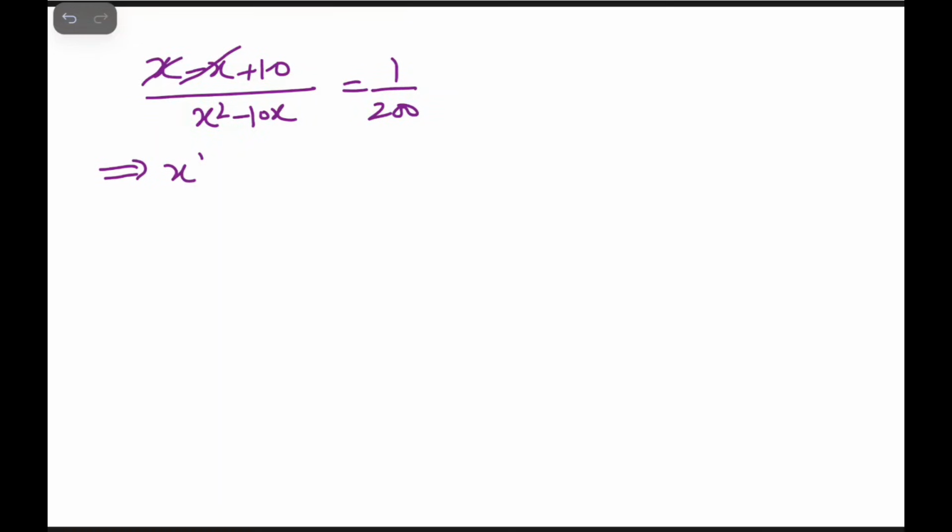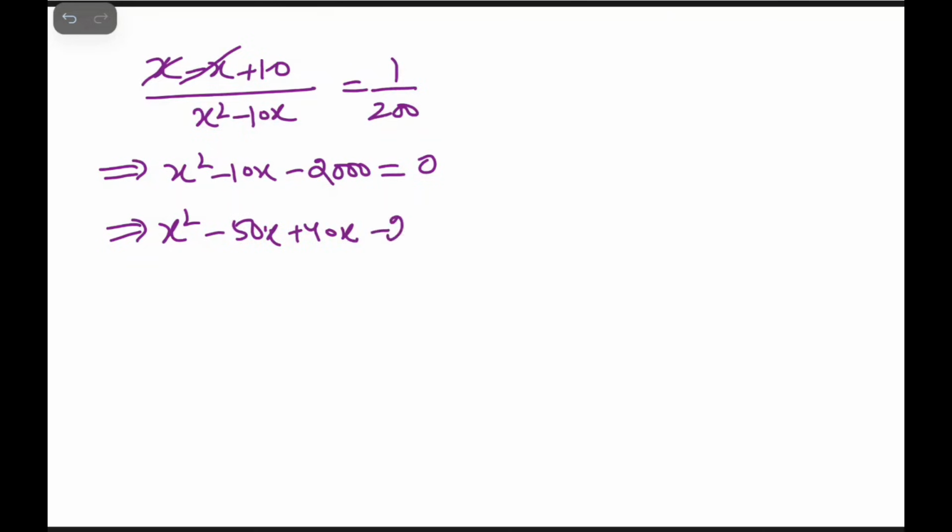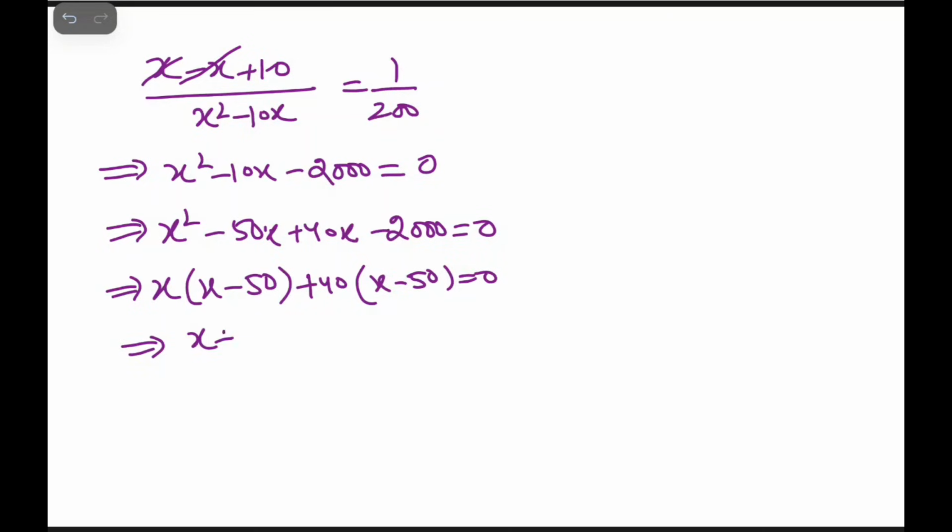So that implies x square minus 10x minus 2000 will be equal to 0. Now solving this quadratic, we will be splitting the middle term. This will be x square minus 50x plus 40x minus 2000 equal to 0. Taking x common, x minus 50. If we take plus 40 common, we get x minus 50 equal to 0. That implies x plus 40 times x minus 50 is equal to 0.